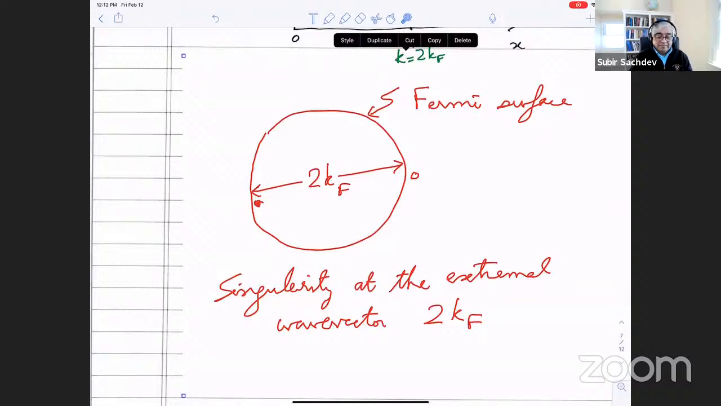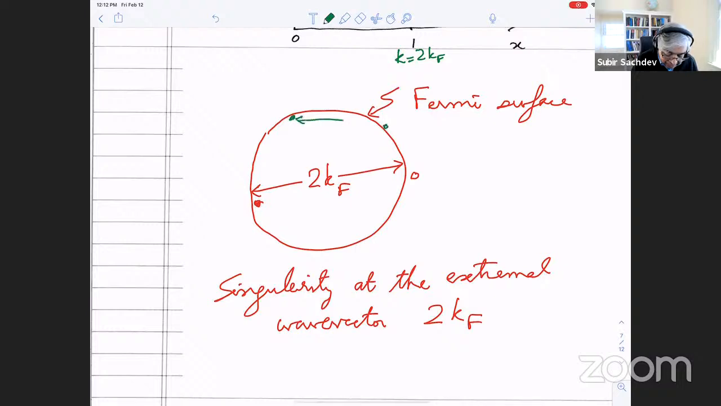It's the largest momentum at which you can have a zero energy excitation. So beyond 2kF, if you try to make a zero energy excitation, you can't do it. But less than 2kF, you can do it. You can do it at 2kF. You can do it smaller than 2kF by taking a particle from here to there. That has a wave vector smaller than 2kF. For any small k, you can have excitations at zero energy up to 2kF.